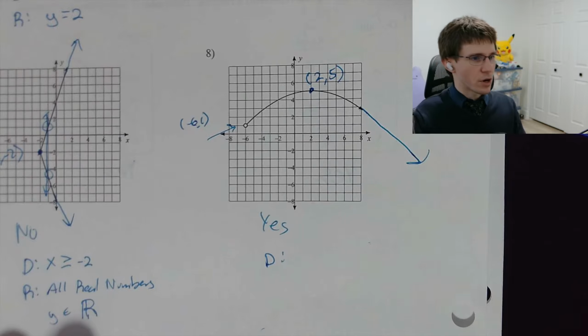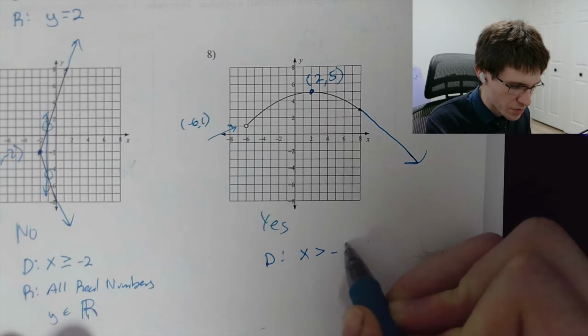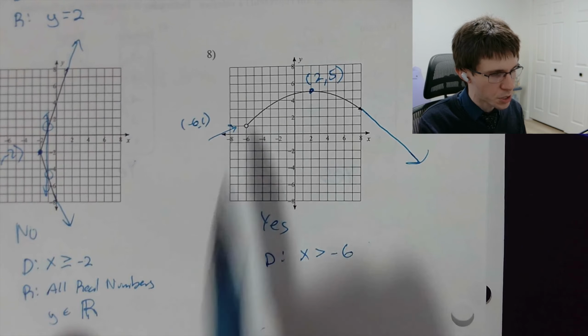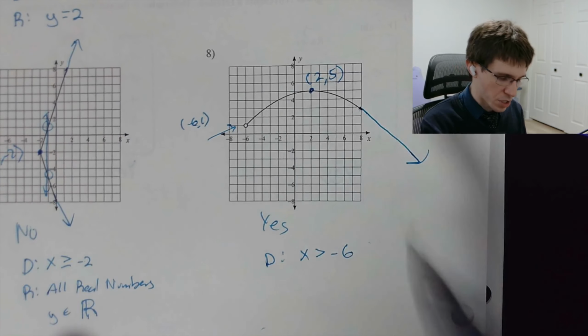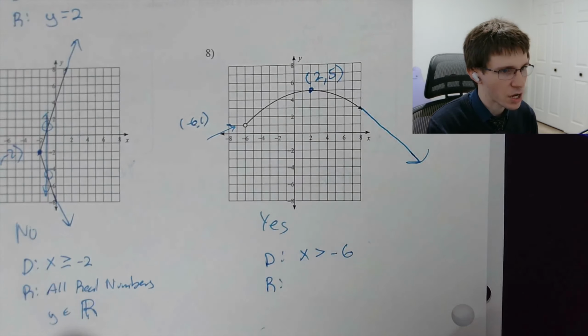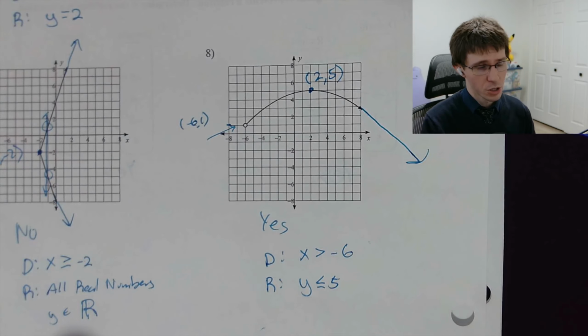And from here, we are going to say that our x value has to be greater than -6. Please note how we didn't put the equal sign below because there is an open circle. There is a closed circle for this y though. So our range, sorry, for our y value is going to be y is less than or equal to 5 because it's 5 or smaller.